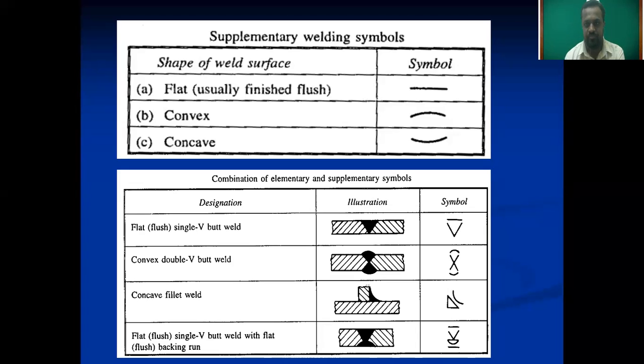Now see here, this is the first type: flat. Then how can we represent this flat? Suppose we have to make one of the weldings here like this.